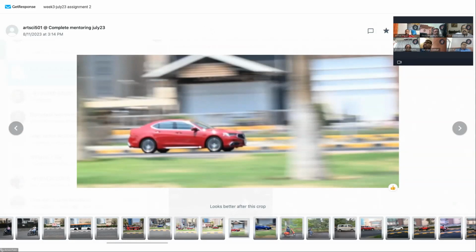what we want. So whenever you're clicking a picture, it is not only about the technical aspects, but also the composition and the rules of composition that you have to follow, because photography is not only science, it is also an art.